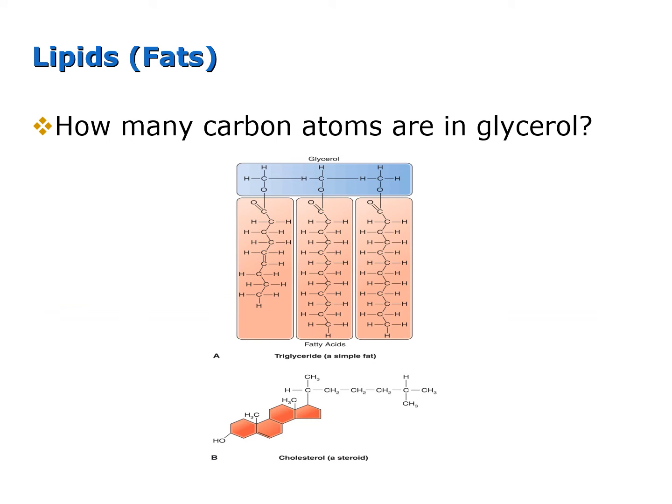So let's look at the glycerol. You can see here an example of a triglyceride that is made out of a glycerol part and three individual fatty acids. If we ask ourselves how many carbon atoms are in the glycerol, you can see 1, 2 over here, and 3. So we have 3 carbon atoms in the glycerol.